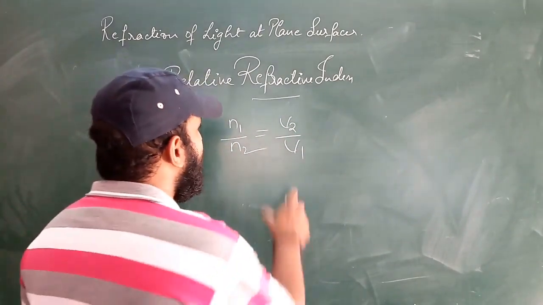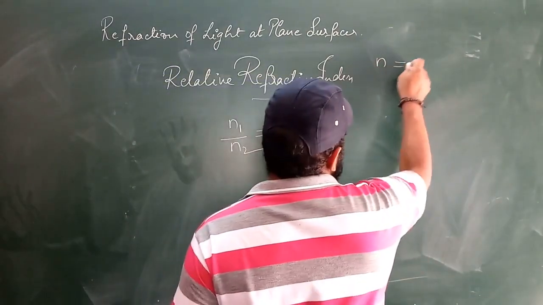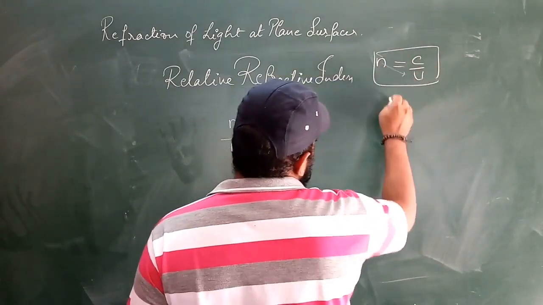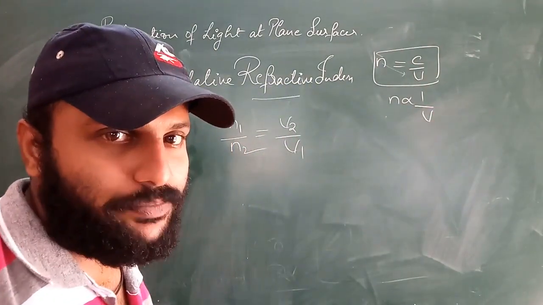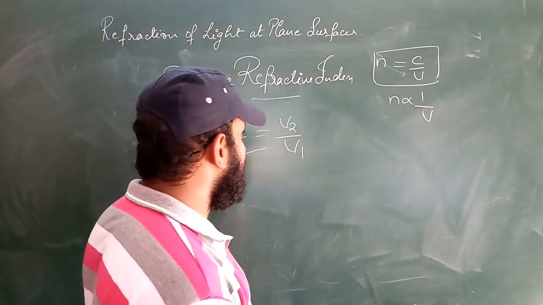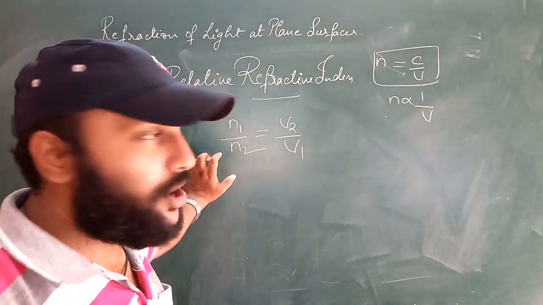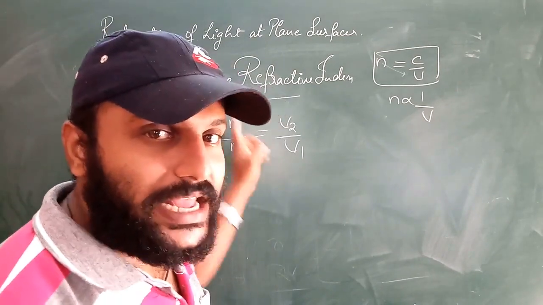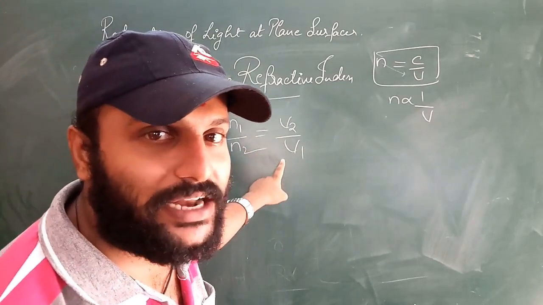Why did I write it like this? What is the formula for refractive index? N is equal to C by V. If you observe here, N is inversely proportional to V. So that is the reason, as I said, the ratio of the refractive index of one medium to the refractive index of the second medium is equal to the velocity of light in the second medium to the velocity of light in the first medium.